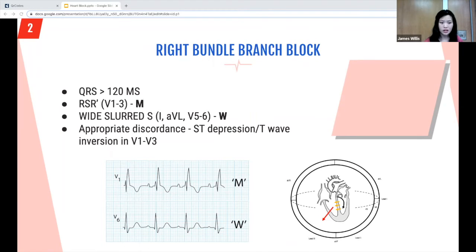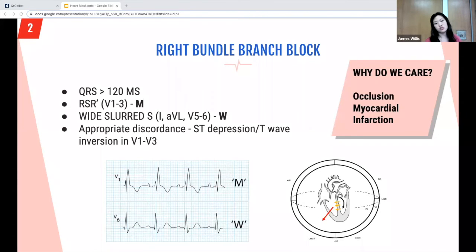Why do we care? Basically, if this is a new finding, it can be a sign of an occlusion myocardial infarction. If people just got a cath, they didn't have a right bundle branch beforehand, and then after the cath you see one on the EKG, it's very concerning that maybe they dissected something.